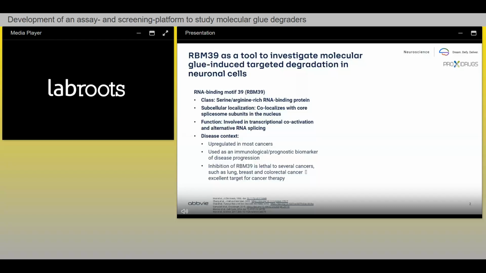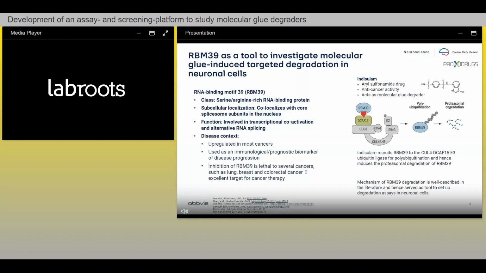There is also Indisulam, which was recently in the literature, which is an aryl sulfonamide drug that has anti-cancer activity and which was shown to act as a molecular glue degrader. What it does is it acts as a proximity-inducing drug. It binds to the CRL4-DDB1-DCAF15 E3 ligase, connecting it to RBM39, which then leads ultimately to the ubiquitination of RBM39 and the proteasomal degradation. This mechanism is so well described that it is really a nice tool for us to use and transfer to a neuronal setup.